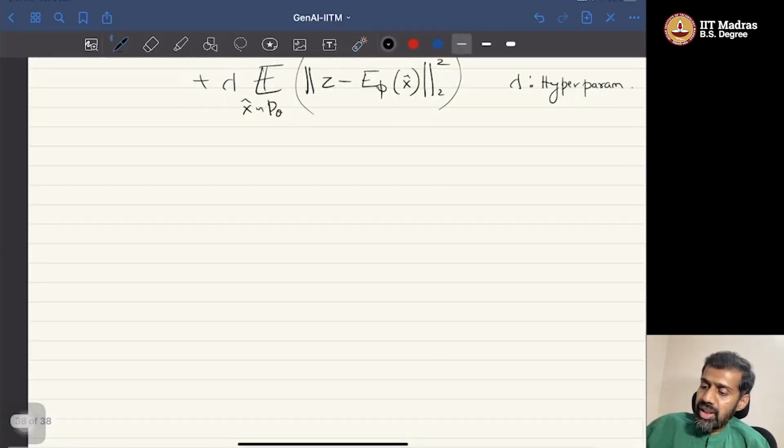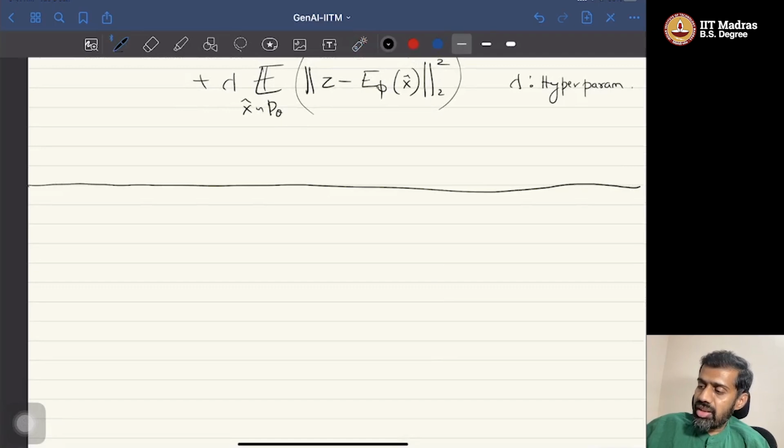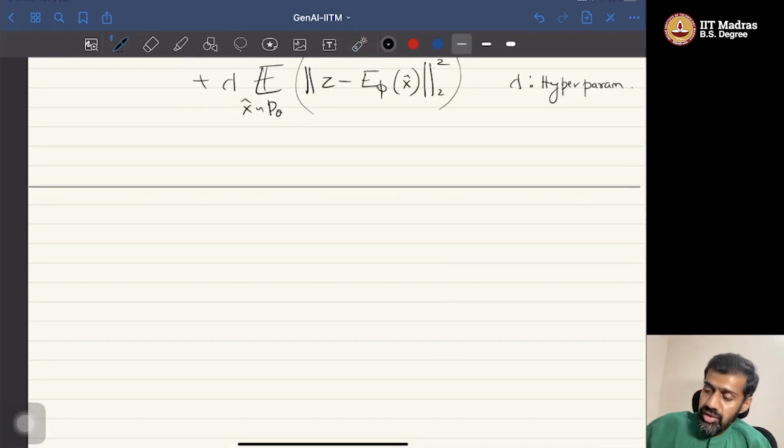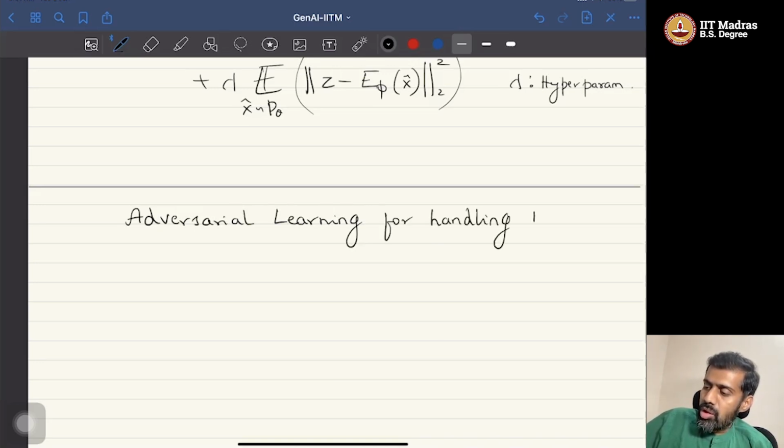So the next application of adversarial learning that we are interested in looking at is what is called adversarial learning for domain shift, for handling domain shift.